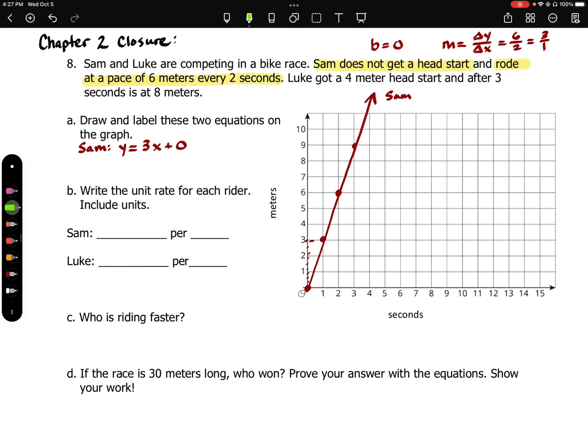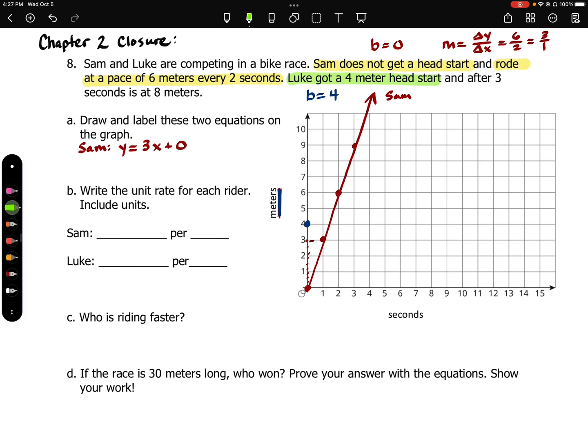Let's look now at Luke. It says that Luke got a 4-meter head start. Since meters are on our y-axis, let's make Luke blue. Since he's got a 4-meter head start, we're going to give him 4 meters after 0 seconds. So that means his starting value, or his b value, is 4.